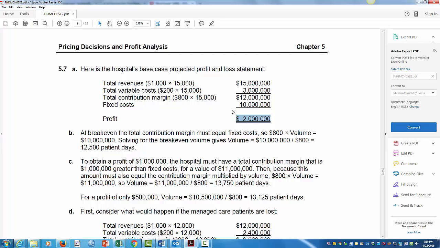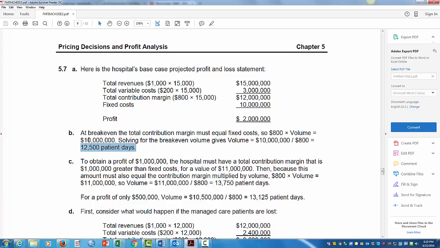For question B, what is the hospital's break-even point? Well, to calculate break-even, you will take the fixed cost of $10 million, and you'll divide that into the contribution margin per unit. The contribution margin per unit is what we did above here, and that's $800, the 1,000 minus 200. Therefore, to break even, the hospital needs to have at least a patient load of 12,500 patient days. They currently, according to the P&L, have 15,000.